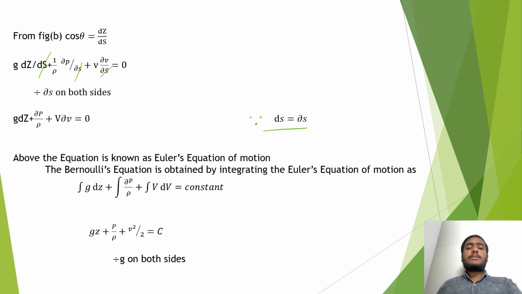We can write it like ds is equal to del S. So here ds and del S get cancelled. Divide by del S on both sides. We will get g dz plus del P by rho plus V into del V is equal to 0. The above equation is known as Euler's equation of motion.